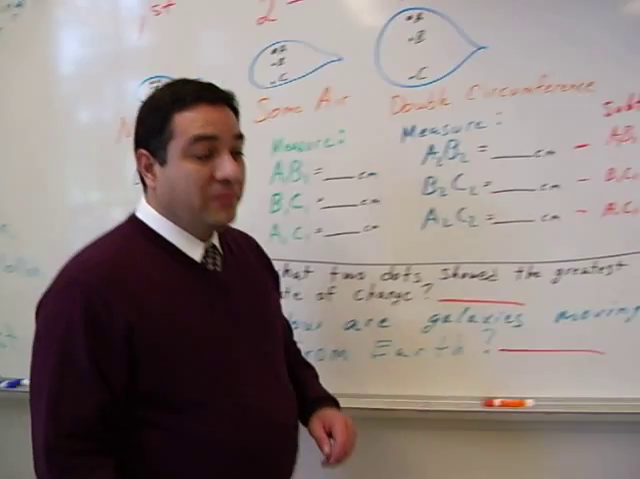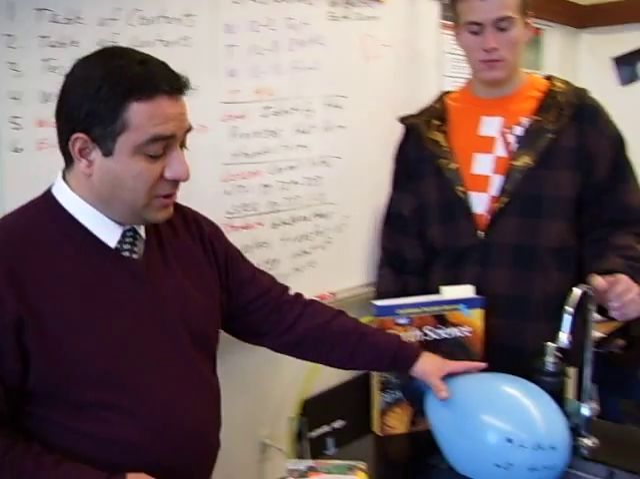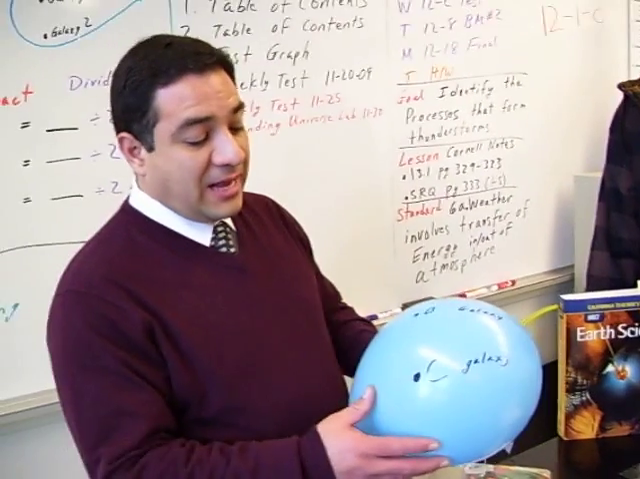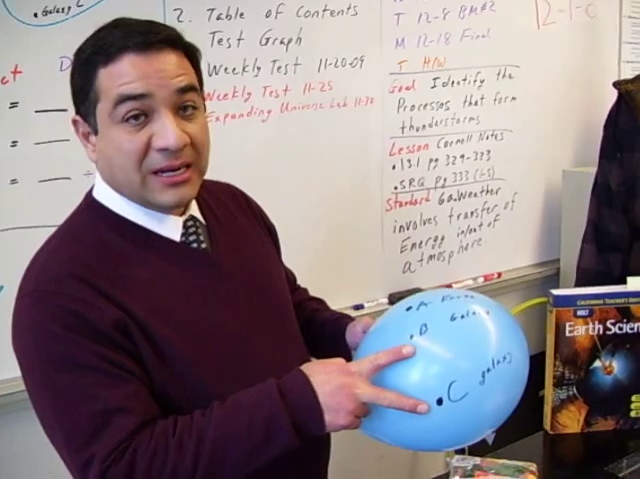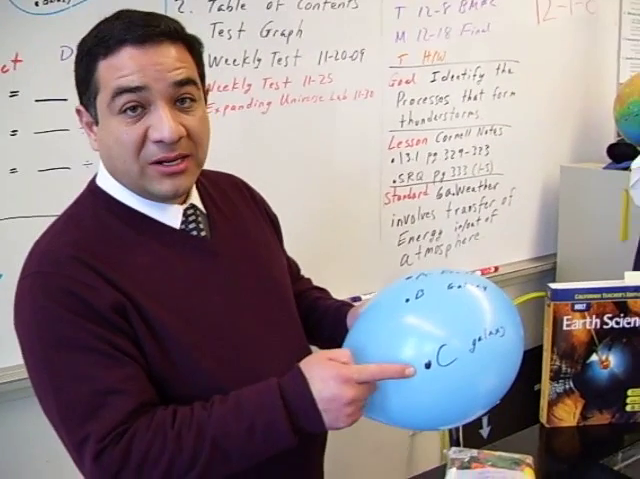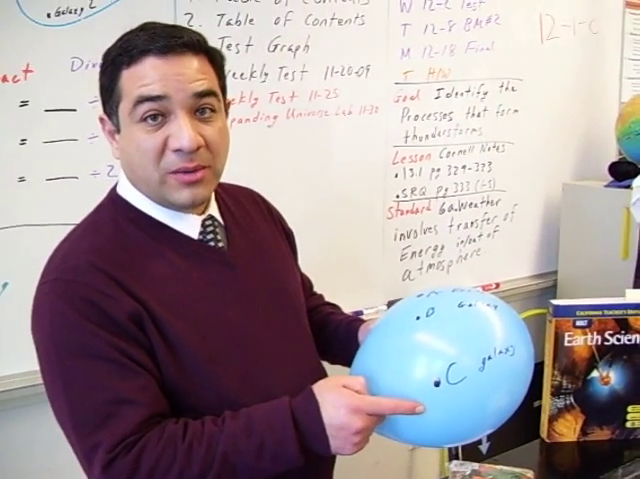And what you will see, especially if you pay attention when you're blowing it up to the larger size, is that if A represents the Earth and B and C represent galaxies, the farther something is from Earth, the faster it appears to be moving.